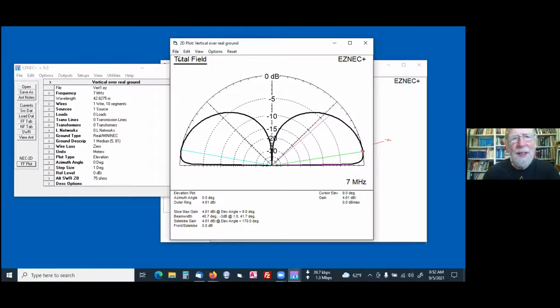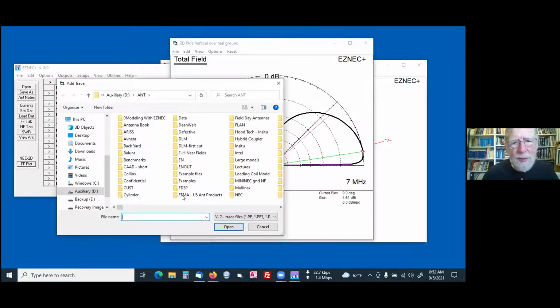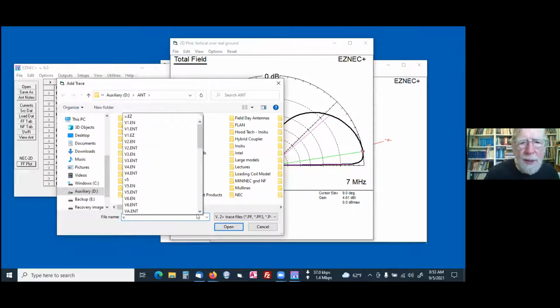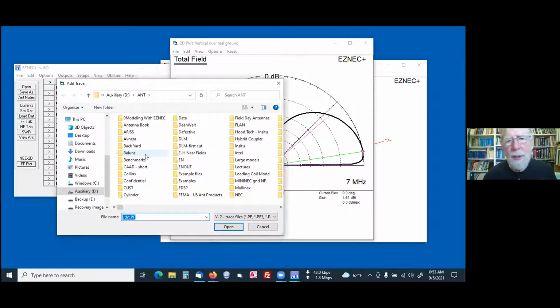Okay. Well, add trace. And I could go and search through this stuff too. If I type V, it'll show me all the stuff that starts with V that I've got in there, which is a bunch. V. Yep, there it is. Good. Thank you very much. There's Vindert.